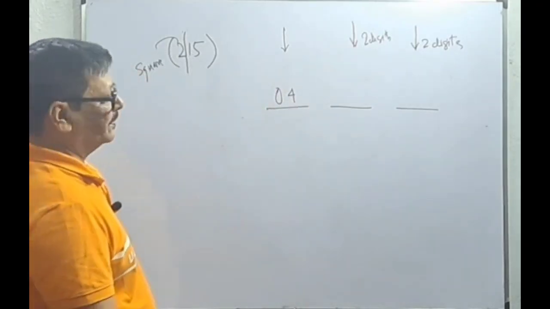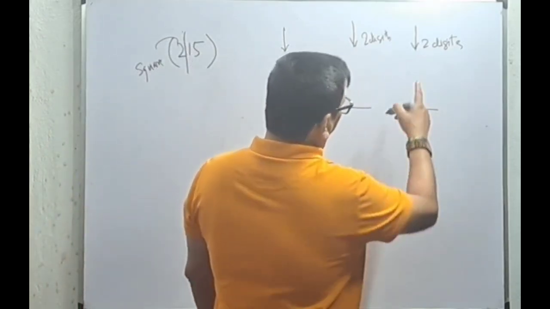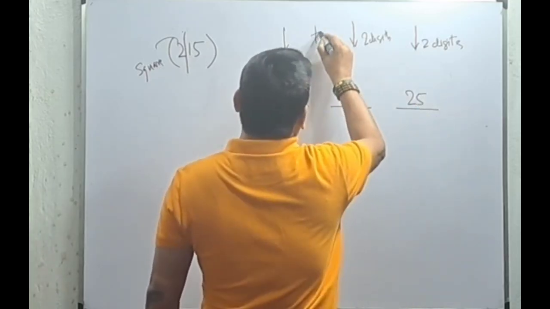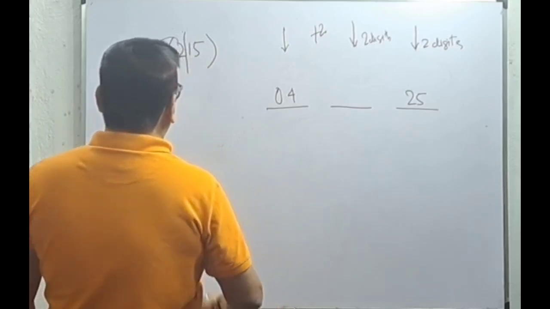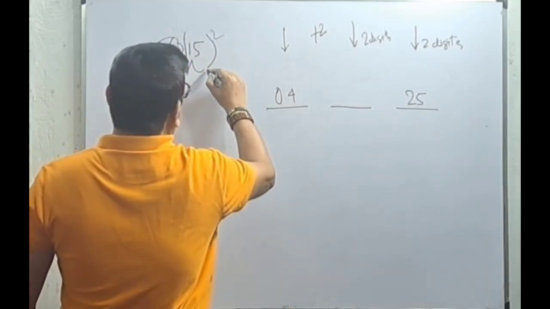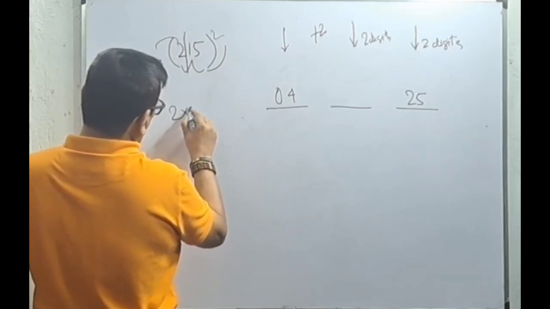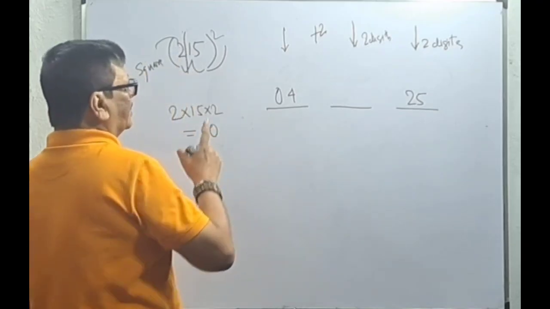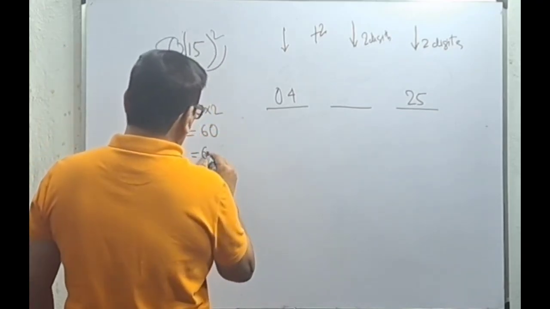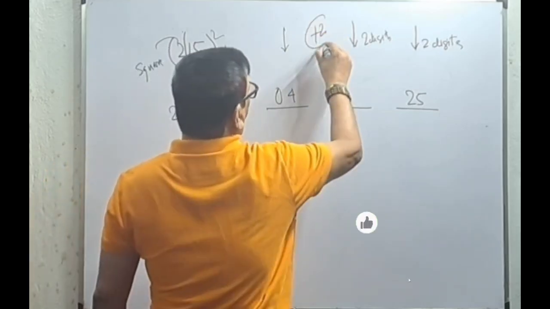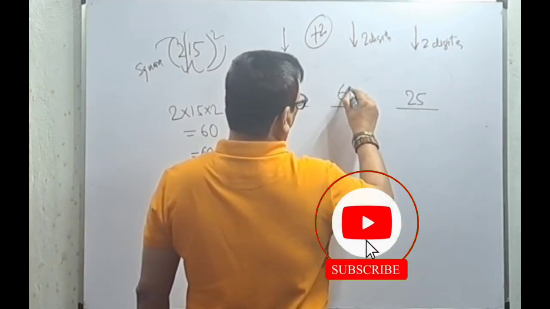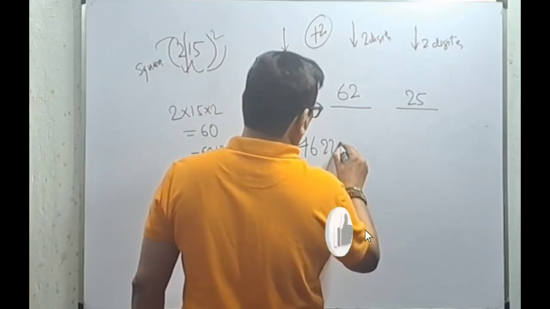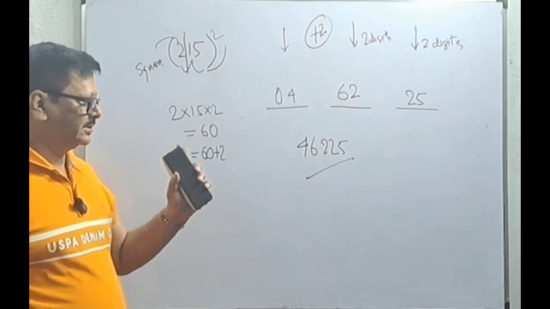Okay. Now square 15. 15 square is 225. So we cannot write 3 digits, so write 25. And the other 2 is carried, plus 2. Now 2 into 15 into 2. So 2 multiplied by 15 multiplied by 2 is 60. Plus 2 that we carried, 62. So your value will be 46225. Check. That's correct, right?